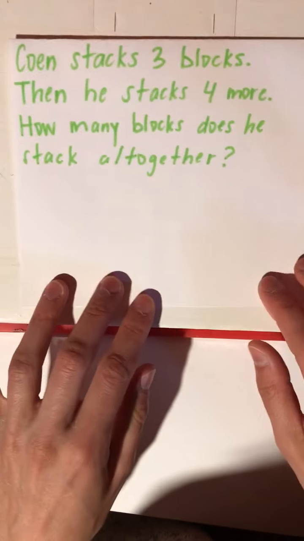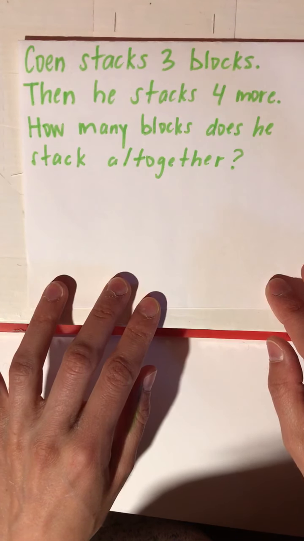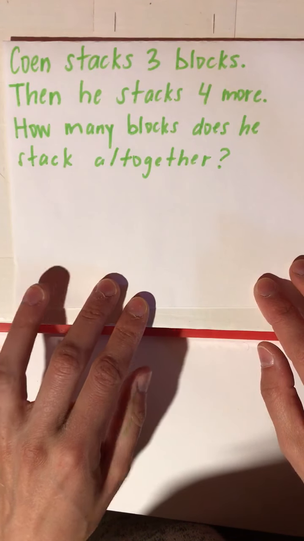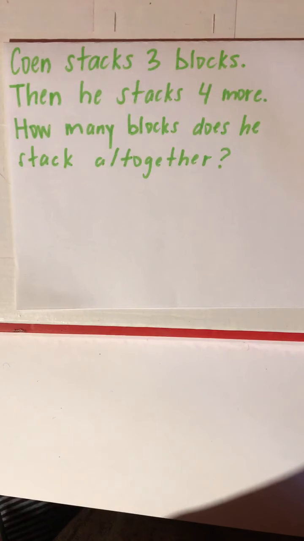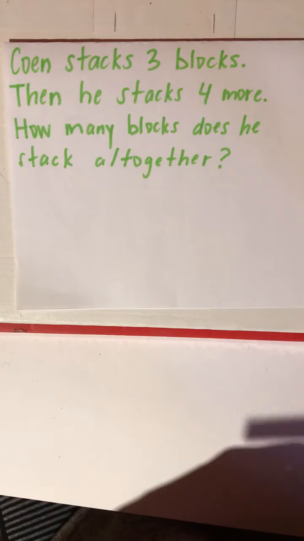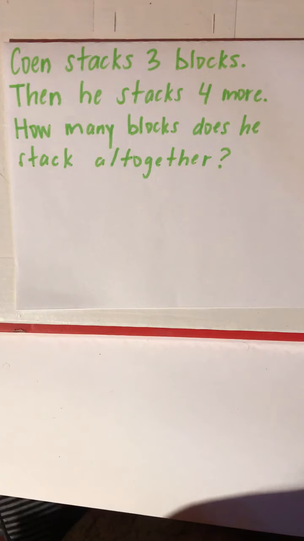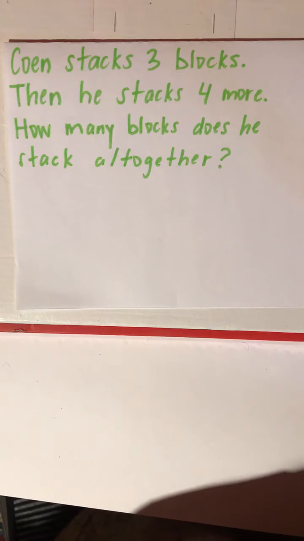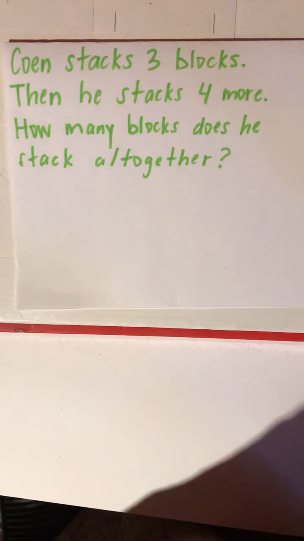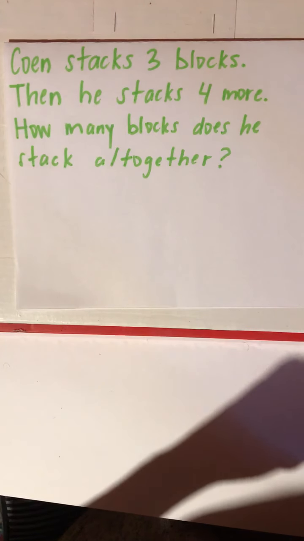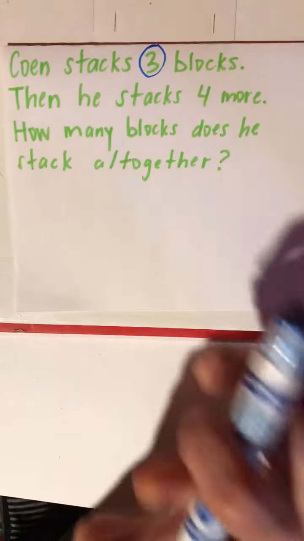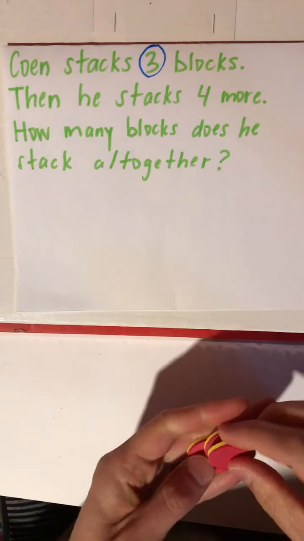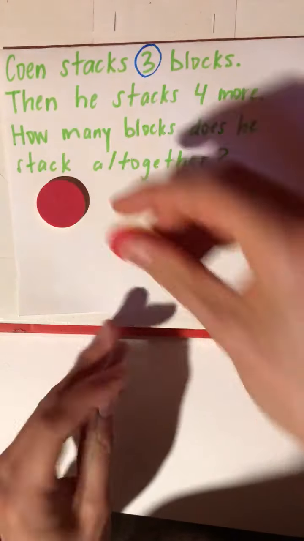So let's take a look at this number story together. It says Cohen stacks 3 blocks, then he stacks 4 more. How many blocks does he stack all together? So I can solve this problem in a lot of different ways. I'm going to use counters today to solve my problem. I'm also going to look for my important numbers. So my first sentence says Cohen stacks 3 blocks. So I'm going to represent those 3 blocks with 3 red counters.